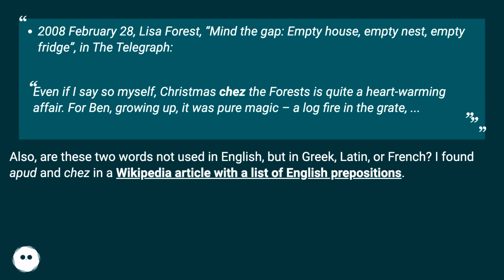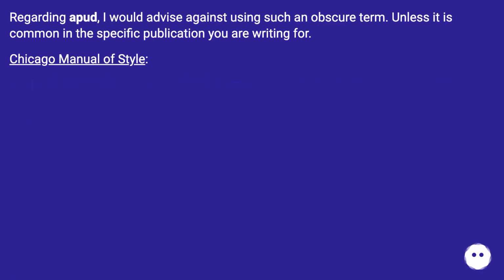Also, are these 2 words not used in English, but in Greek, Latin, or French? I found apud and chez in a Wikipedia article with a list of English prepositions. Regarding apud, I would advise against using such an obscure term, unless it is common in the specific publication you are writing for. Chicago Manual of Style.